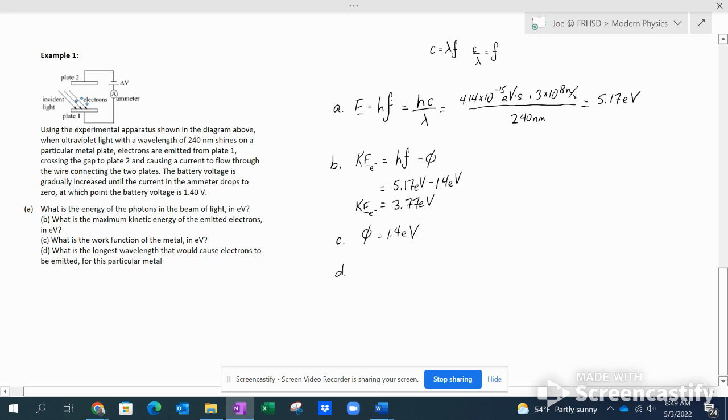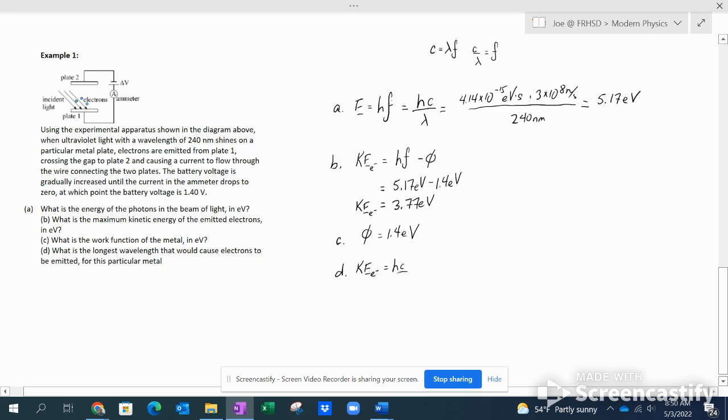And then what is the longest wavelength that would cause the electrons to be emitted? The reason they're asking for the longest wavelength is that it will be the lowest energy, because it'll have the lowest frequency photon that will cause electrons to be emitted. So basically, we want to know the wavelength of those photons that will barely cause the electrons to jump off.